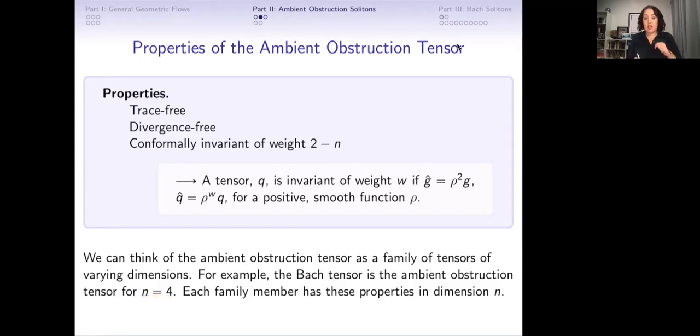Each property, or each family member, has these properties in dimension n, but these properties are not guaranteed outside of that dimension. We'll talk more about this nuance when we look specifically at the Bach tensor and how this plays out there. But for each ambient obstruction tensor for dimension n, it is trace-free, it is divergence-free, and it is conformally nice. Okay, now, these two properties might look familiar, but before we look at using those two, let's look at how we would define an ambient obstruction flow and solitons.